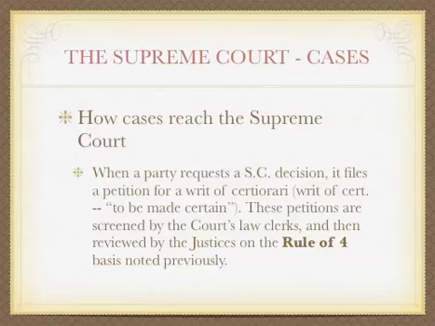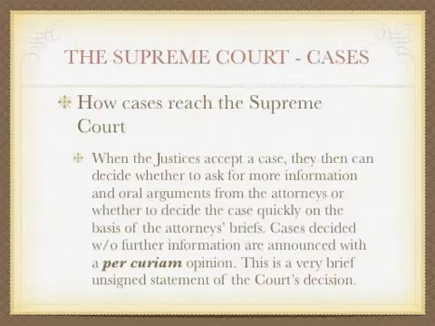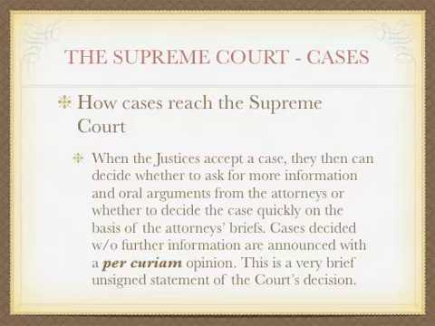Now, when the justices accept a case, they can decide whether to ask for more information and hold oral arguments from the attorneys, or they can decide to take on the case, look at it quickly, and make a decision based on the attorney's briefs. Now, cases decided without further information are announced with what's known as a per curiam opinion.